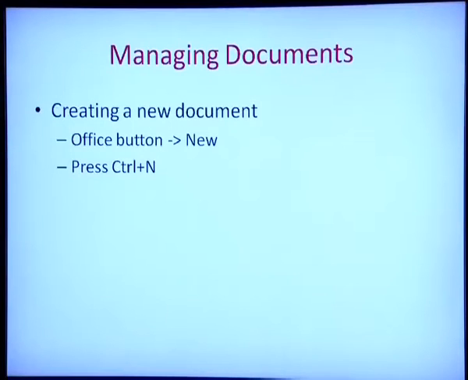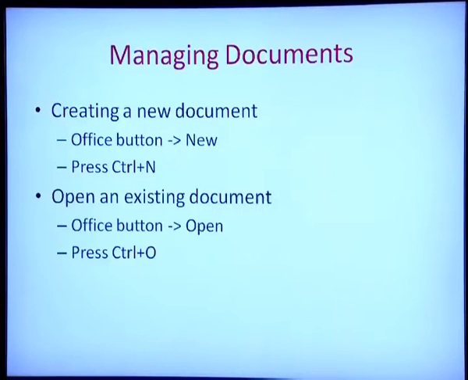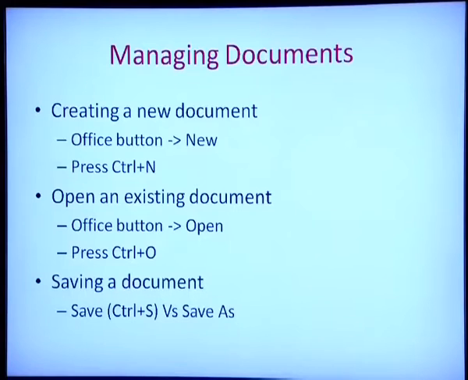We can create a new document by clicking at the Office button and then clicking at New, or we can press Ctrl N. We can open an existing document by clicking at Office button and then Open option, or we can press Ctrl O. And we can also save a document using Ctrl S or going to Office button and clicking at Save. Now, here we have to learn there is a difference between Save and Save As.